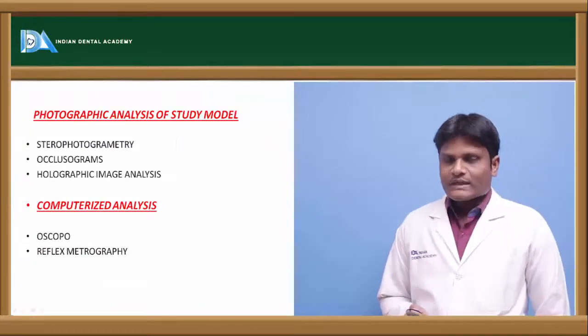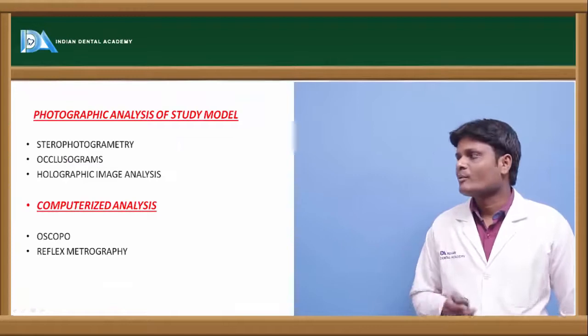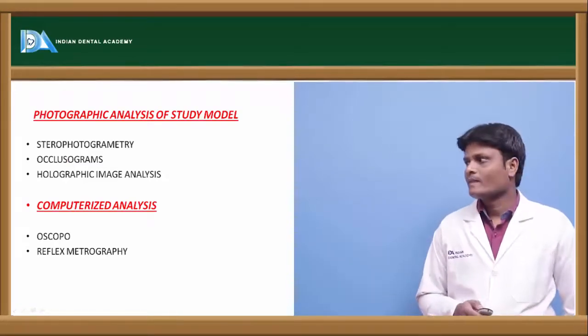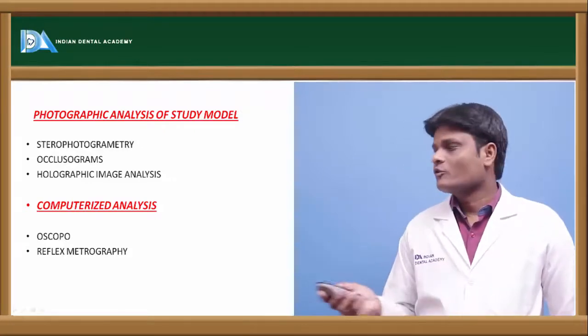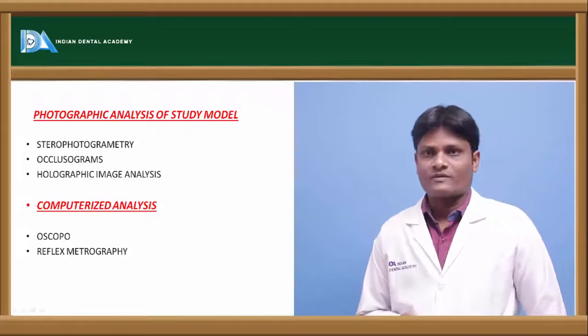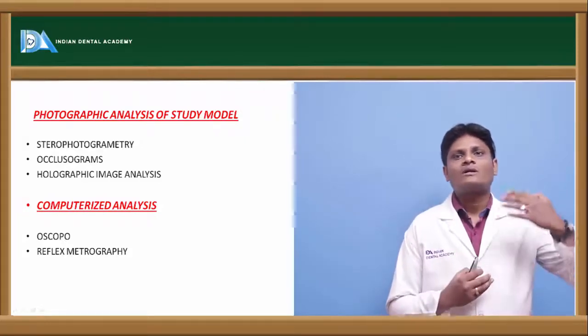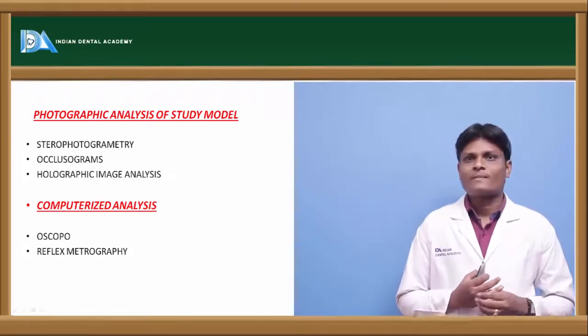Apart from these analyses, we also have photographic analysis of the study models, like stereophotogrammetry, holographic image analysis, and occlusograms. And we have computerized analytic techniques like OSCOPO and reflex metrography. So these are the different analyses that we can carry out on study models as well as their photographic counterparts.